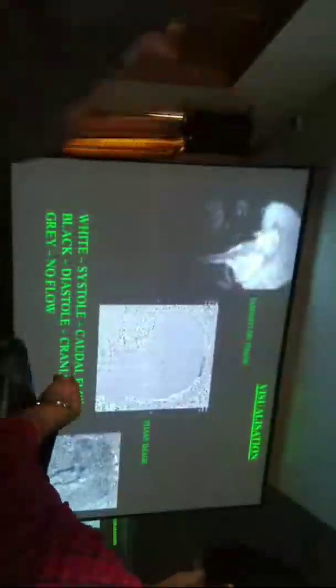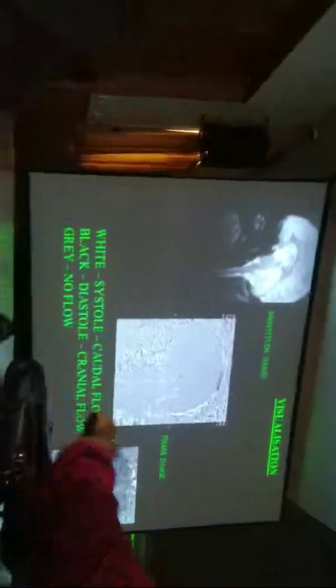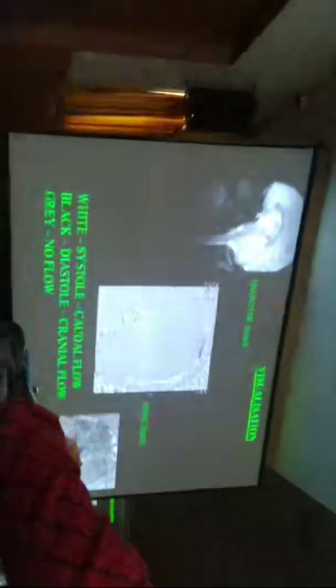The second parameter other than the phase contrast is the velocity encoding. One is the magnitude image, another one is the phase image. White means there is a systole, there is a flow across the aqueduct, fourth ventricle and extending down. So this indicates systole of the CSF flow, and diastole indicates the reverse flow of the CSF across the cerebral aqueduct.